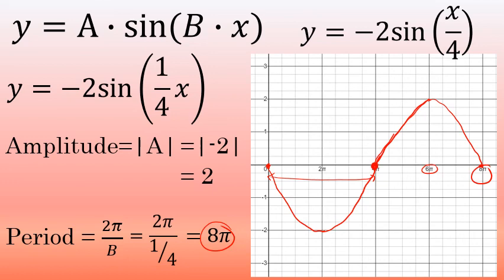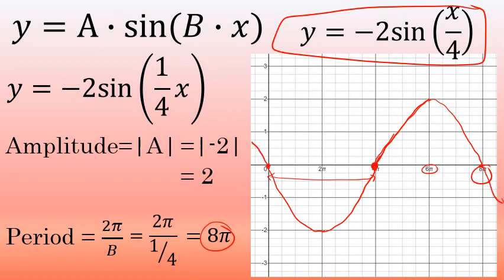So on the screen right now in red, you see one cycle of the graph of y equals negative 2 times the sine of x over 4. This shape would be repeated infinitely to the left and to the right. If I had a bigger coordinate plane to work with, I would redraw this shape over and over again to the left and to the right. But on the screen now you can see one cycle of the graph of y equals negative 2 sine x over 4.